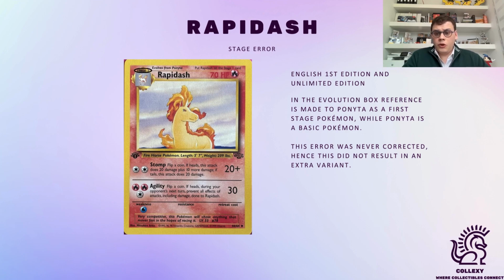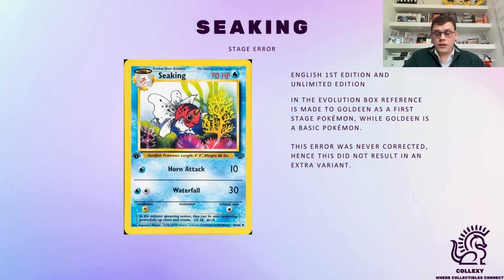Then we also have, for Rapidash, a stage error. So as we know, in the top left-hand corner of the card, you can see the visual and textual representation of the Pokemon from which the Pokemon in the art box evolves. In the evolution box, reference is made to Ponyta as a first stage Pokemon, while it should be a basic Pokemon. Just like with Electrode, this error was never rectified and never corrected, and thus it did not create an extra variant. The same applies for Seaking, where reference is made to Goldeen as a Stage 1 Pokemon, while it should have been a basic Pokemon. This error was also never corrected, and thus did not lead to an extra variant.